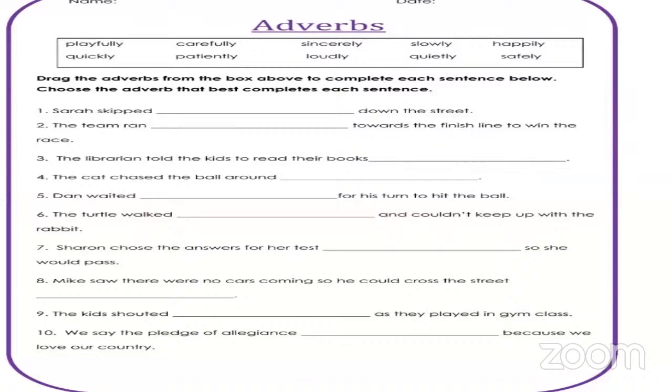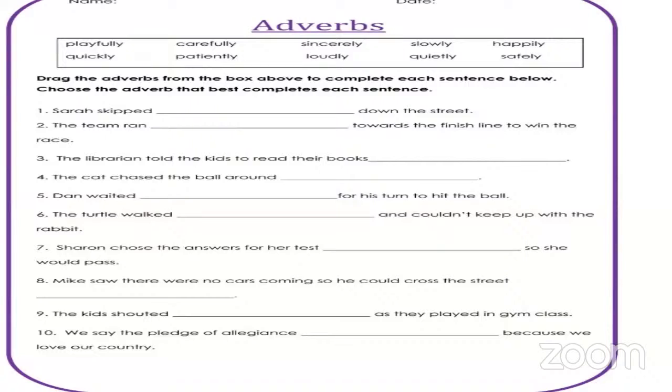The first one, Sarah skipped blank down the street. Number 2, the team ran blank towards the finish line to win the race. Number 3, the librarian told the kids to read their books blank. The cat chased the ball around blank. Dan waited blank for his turn to hit the ball.